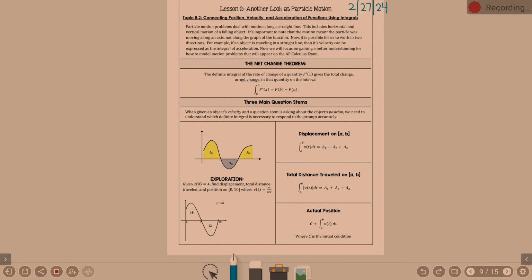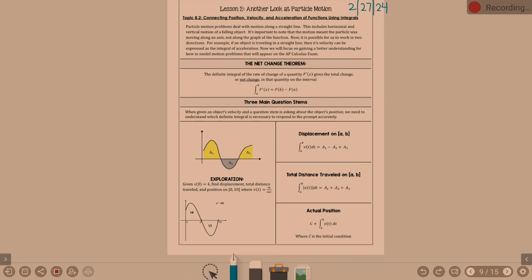Okay. So, it's topic 8.2, connecting position, velocity, acceleration functions using integrals. We've talked much about our physics aspects this semester, since we've done integrals. Maybe a little bit in Unit 6, but really we were talking more about them with derivatives. So now we're looking more at them with integrals, okay?